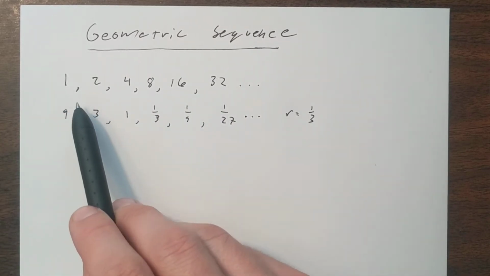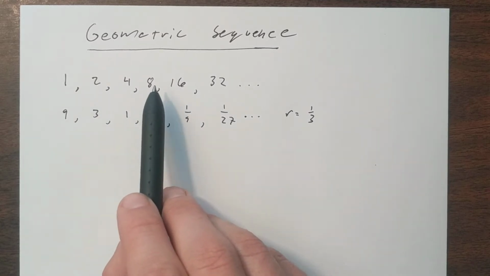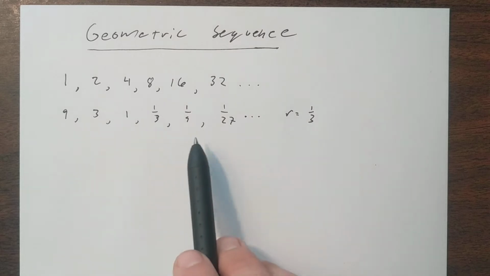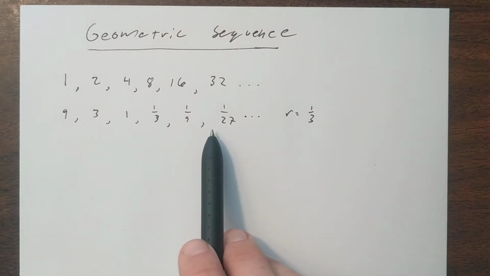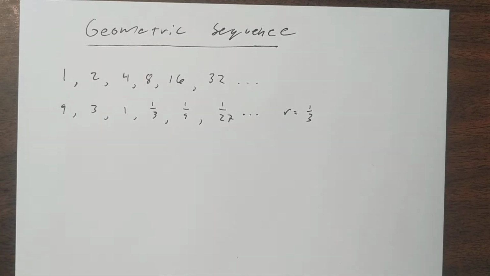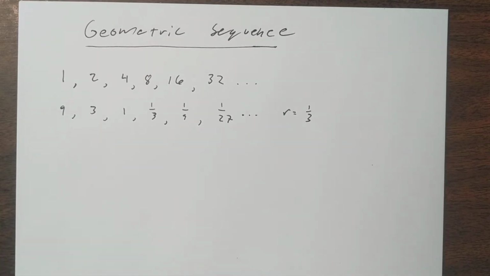Notice when they grow, they continue to grow faster and faster, or when they get smaller, they shrink very quickly and then sort of slow down. So these are two different types of geometric sequences. All right, so I'm going to go over a variety of questions that could be asked about geometric sequences and how to manipulate a geometric sequence.